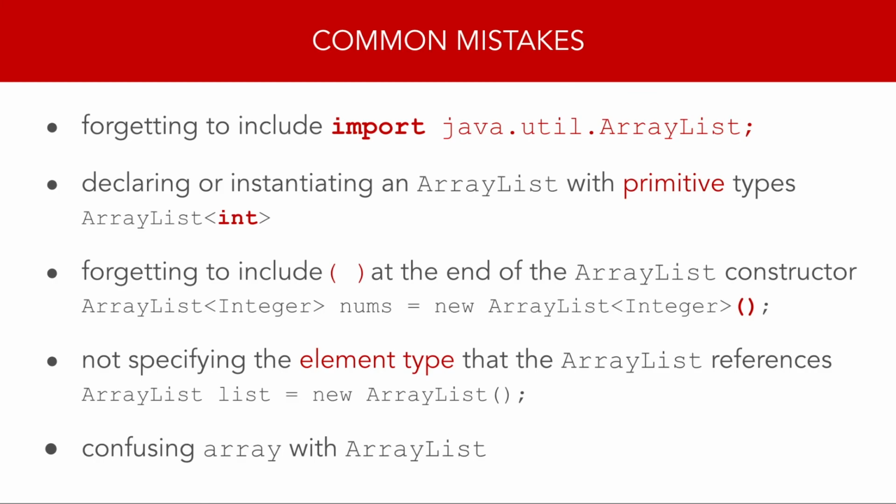Not specifying the element type that the array list references will not cause a compile error. Your computer will still execute this code. It is considered best practice, however, to specify the element type that you wish to store in your array list. It is also very common for people to confuse arrays with array list. Pay attention to the upper and lowercase letters so you know which one you're dealing with.